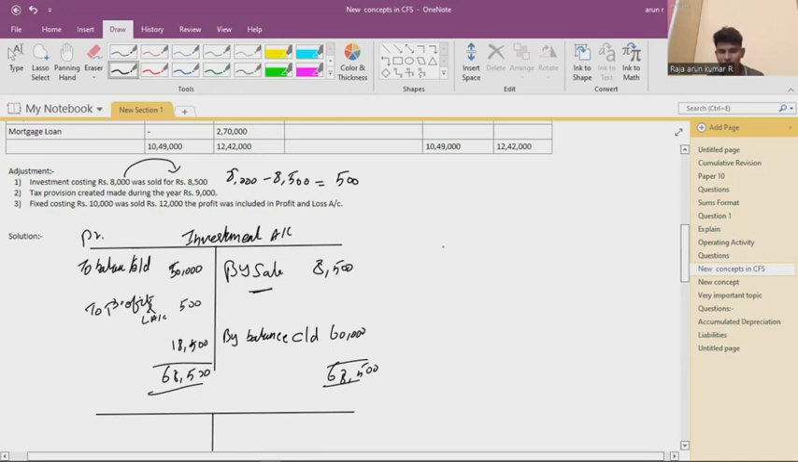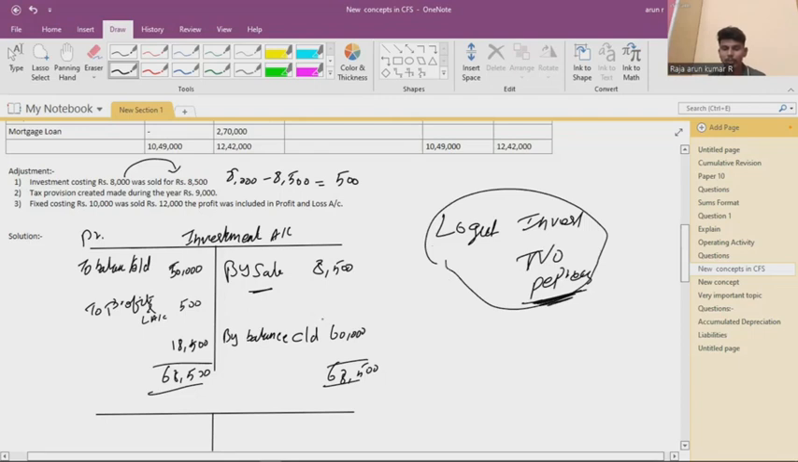Logically, in investment there is no depreciation concept. So on the debit side it will be the purchase of investment. Definitely it is there, don't think more deeply. There is a purchase of investment, and this is the closing. This difference we find out. This 500 will be added in the operating activity.